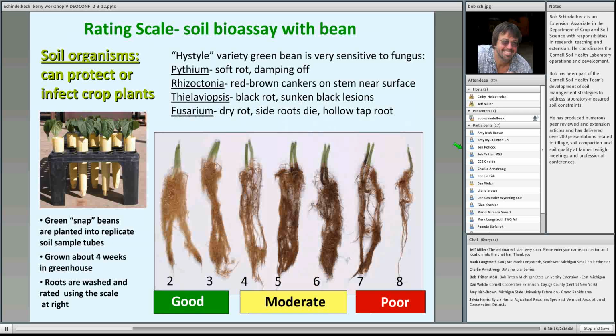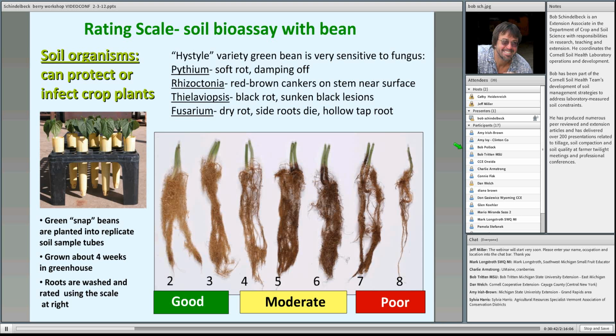We mentioned before that these soil organisms can protect or infect crop plants based on what organisms are there and how we manage for or against them. We can use that to our advantage to protect our target plant. And again, we saw this last week. This is the soil bioassay test that we use in the soil health test.